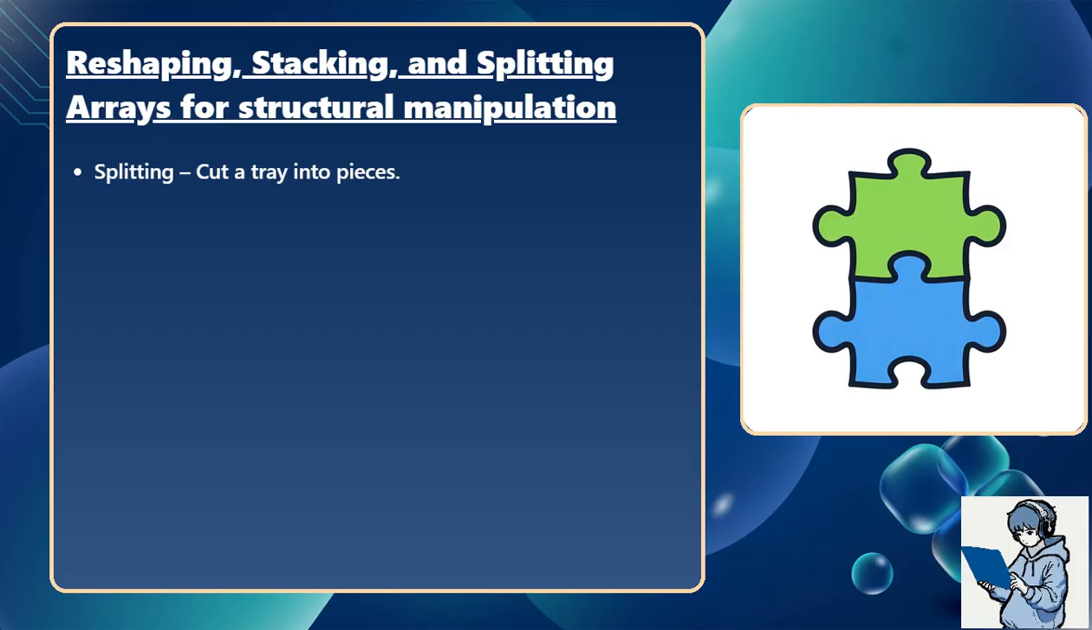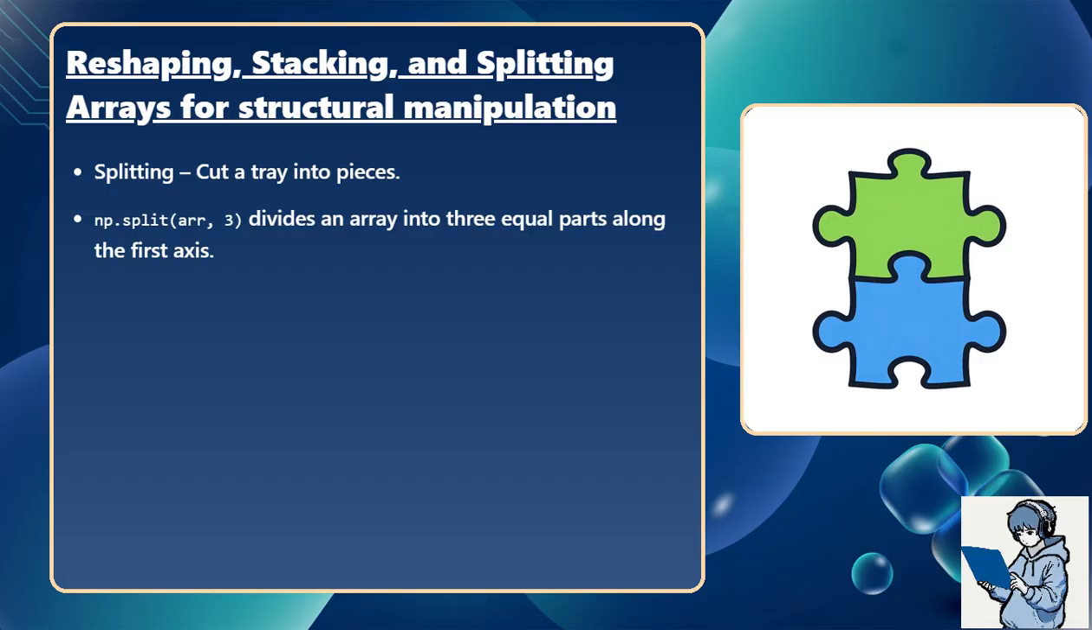Splitting, cut a tray into pieces. np.split(r, 3) divides an array into 3 equal parts along the first axis. np.hsplit and np.vsplit split horizontally or vertically.